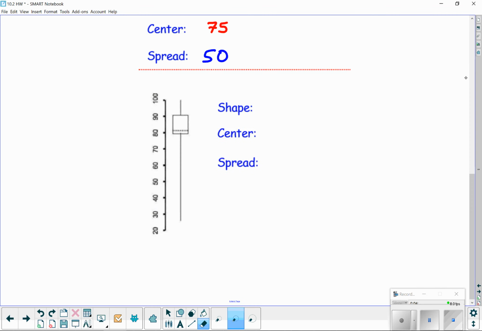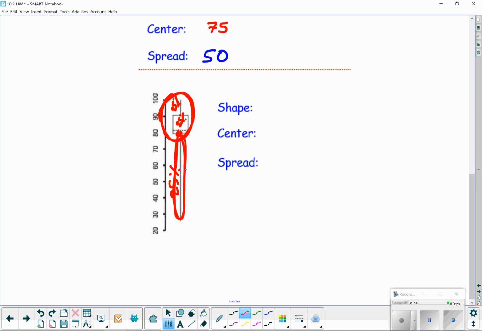Okay, and the last part of this, you might have to turn your paper sideways. This one is going to be 25%, and there's very few right here. 25%, and then right here, 25%. It's all squished right here. 25% right here too. It's kind of squished, but a little bit more. And 25% right here. So that means that a lot of information, 75%, is back here, and 25% is in the front. So it's all spread out. So the shape is going to be skewed left.